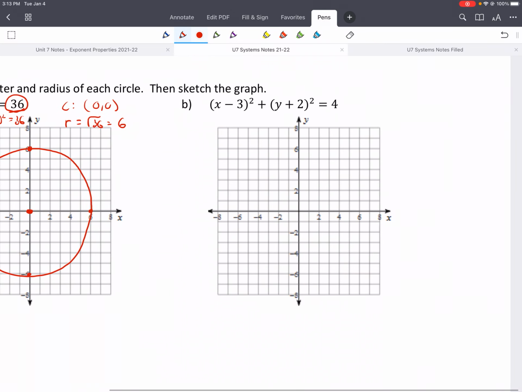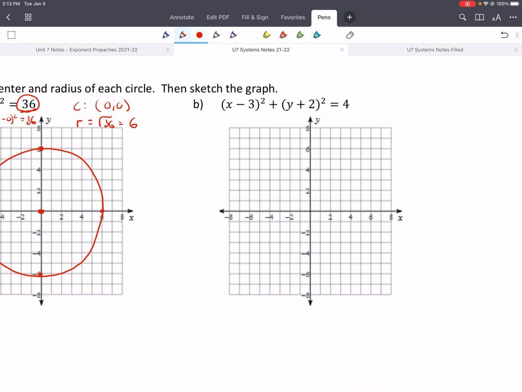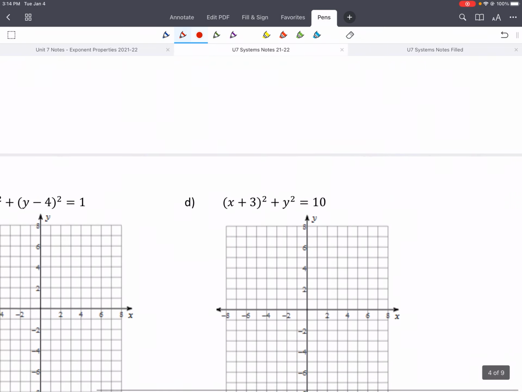Okay, here's another example. You could give that a try if you'd like, but our center is 3 comma negative 2. So 3, negative 2, it's right there. And our radius is the square root of 4, which is 2. So we'd go 2 up, down, left, right. Kind of missed that, but you get the idea.